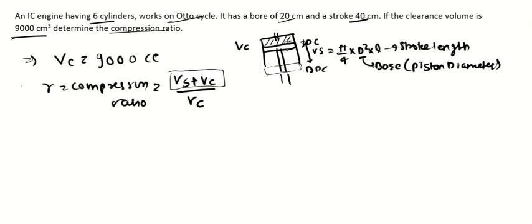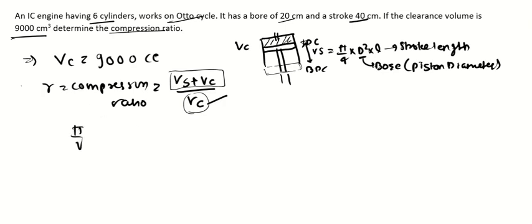But after the compression, you will be at TDC, and only the clearance volume will remain, not the swept volume, because you will be covering the swept volume by the motion. Throughout the motion you will be reducing the swept volume and going to TDC, and only the VC, the clearance volume, will remain. So this is how you can derive the compression ratio in terms of swept volume and clearance volume. We have been given the clearance volume for 6 cylinders, and we need to find the swept volume only now.